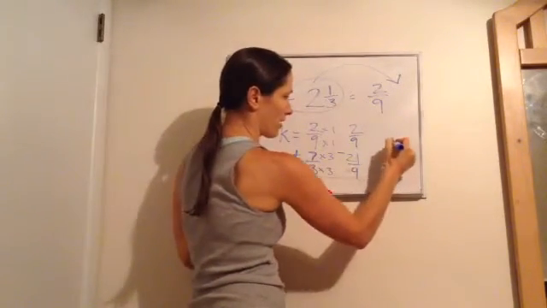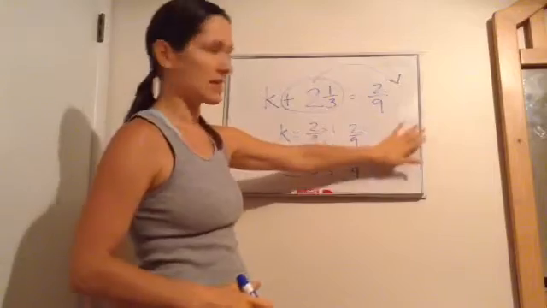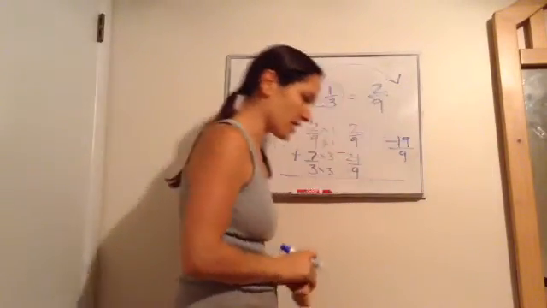Negative 19. Okay, I'm going to write it over here. Negative 19 over 9. And that's actually how you're going to leave your answer. It is okay in this book to leave it as an improper fraction. Okay. Negative 19/9 is the answer. Okay? That is lesson 23.